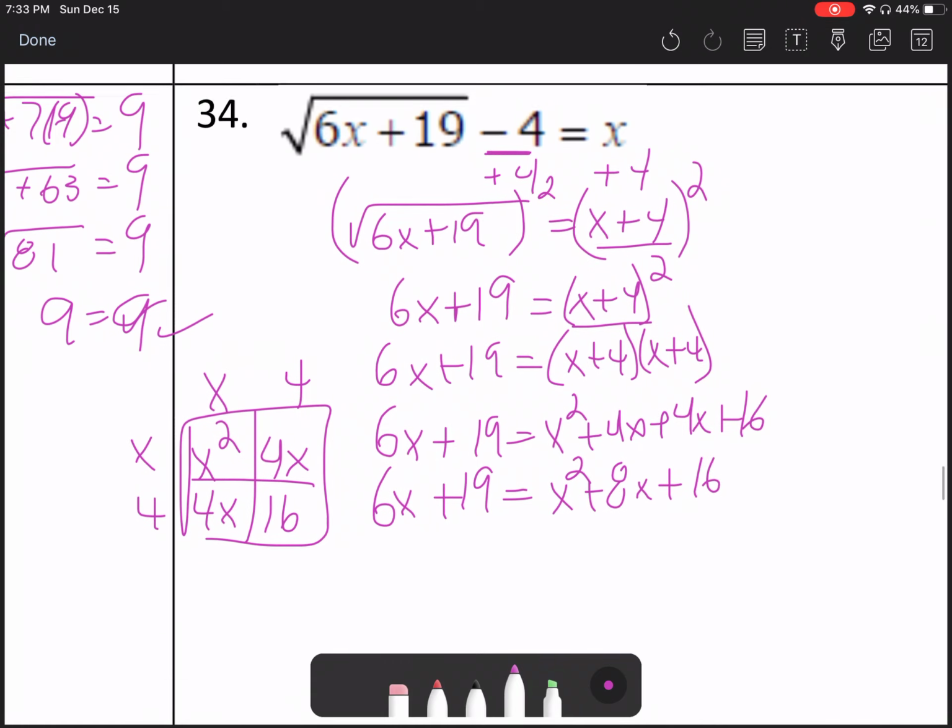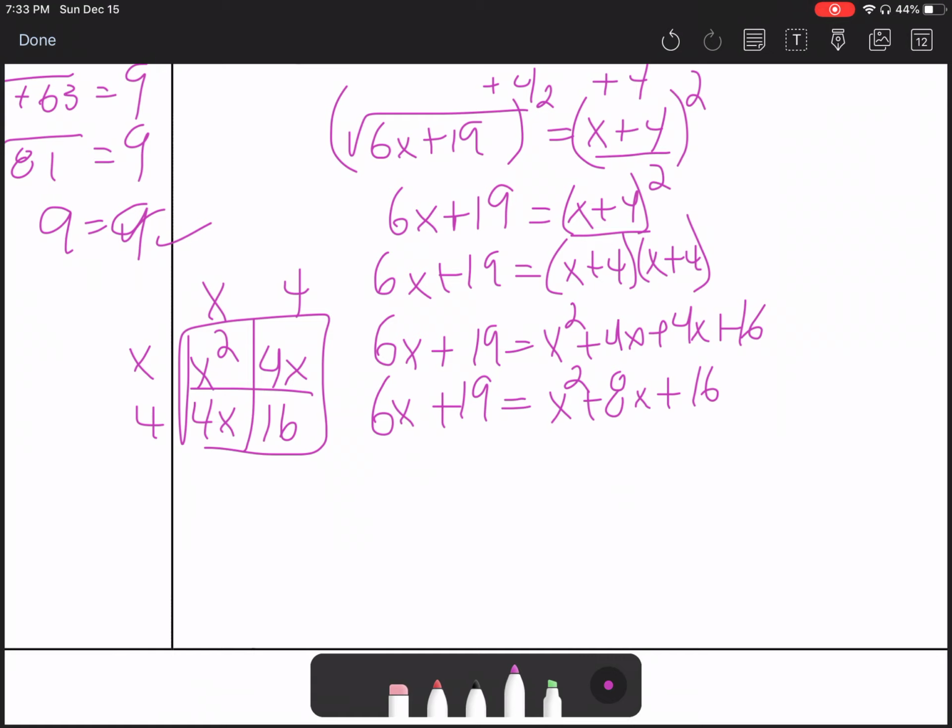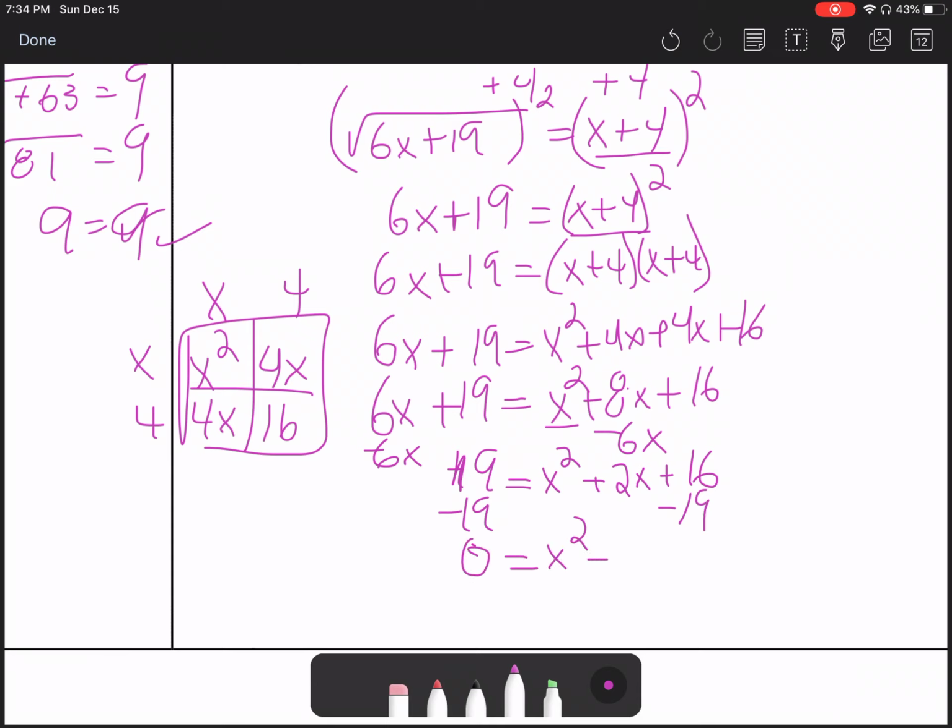And we're back to kind of where we were with the previous problem. I do have a quadratic. I know I have a quadratic because I have an x squared term, so I need to set it equal to 0. So I subtract 6x, I subtract 6x. I can subtract 6x's from 8x's. I have 19 is equal to x squared plus 2x plus 16. I subtract 19. I have 0 is equal to x squared plus 2x plus, or excuse me, I said plus, it should be minus 3.